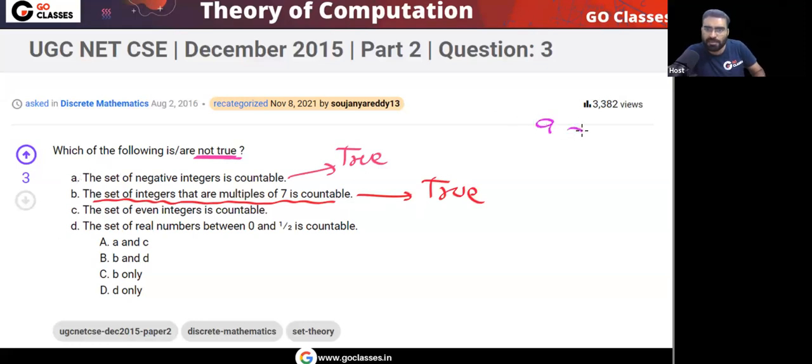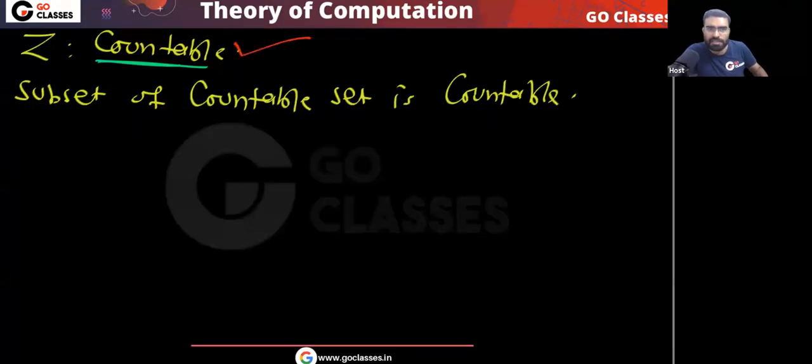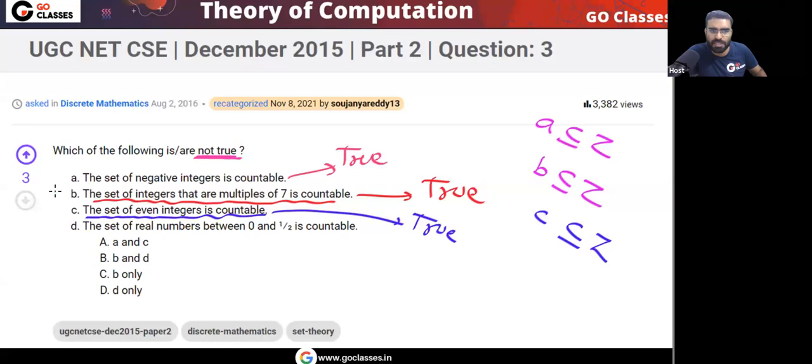Option A is a subset of Z. Option B is a subset of Z. What about option C, the set of even integers? That is also true, because option C is a subset of Z. Remember, the set of all integers is countable, and a subset of a countable set is countable. So options A, B, and C are true.